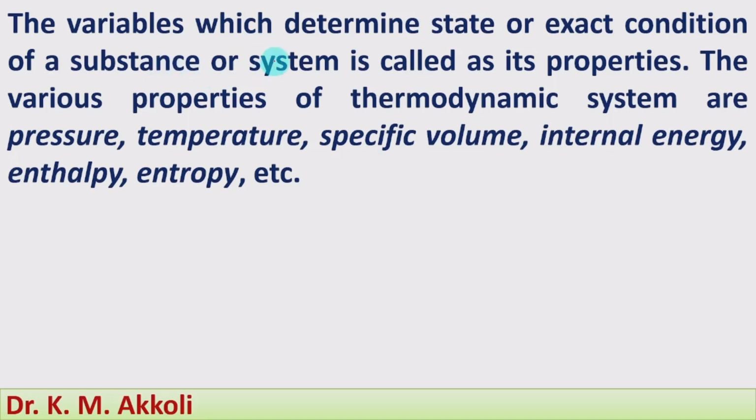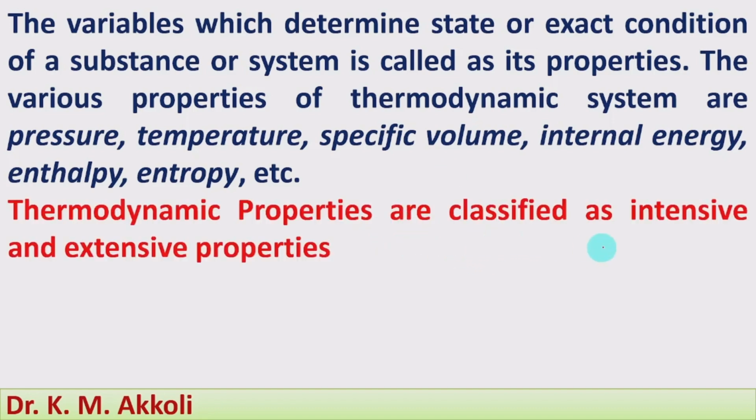Then, what are the thermodynamic properties? The variables which determine the state or exact condition of a substance or a system are called its properties. The various properties of a thermodynamic system are pressure, temperature, specific volume, internal energy, enthalpy, entropy, etc. Internal energy, enthalpy and entropy I am going to take in further sessions after the first law of thermodynamics, because those come later. The remaining basic properties I am going to take here.